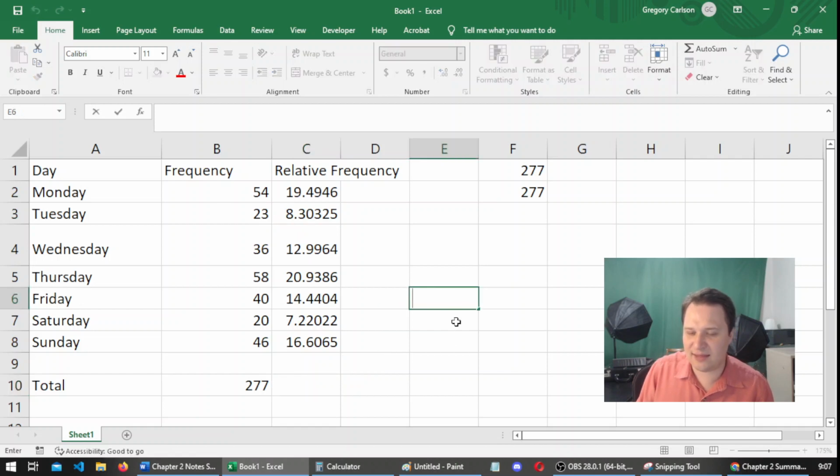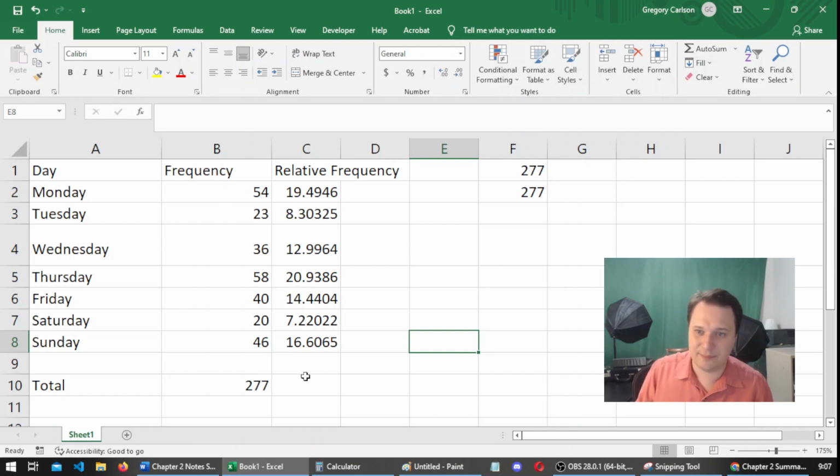So just like that, I made my relative frequency table. Once you get the hang of how to do this, you can do it very, very quickly. So that's how to make a frequency table.